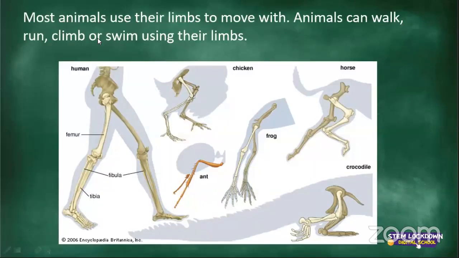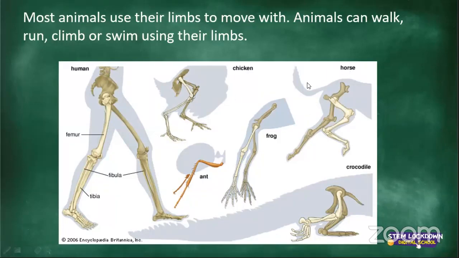Now, quickly look at these limbs that animals move with, to walk or to run, to climb or to swim. Now this is the human body. Now let's see how it compares to a chicken. If you look at the chicken's limbs, you can absolutely understand why a chicken looks so funny when it walks. Just look how his legs are formed.